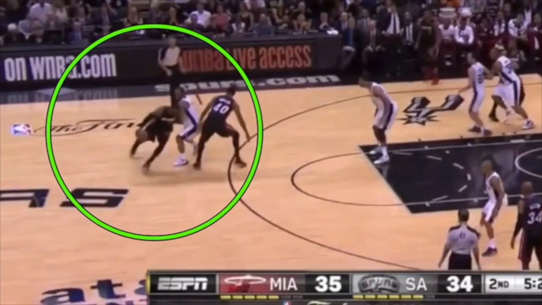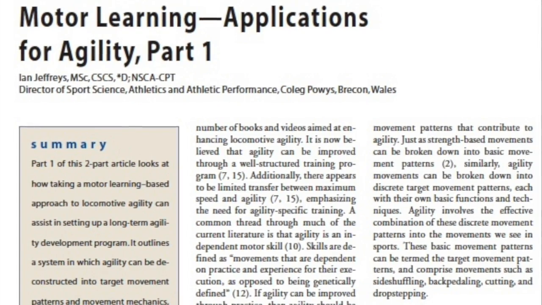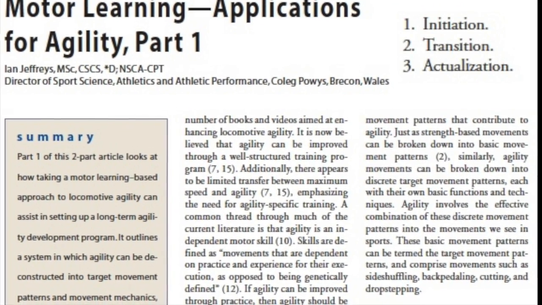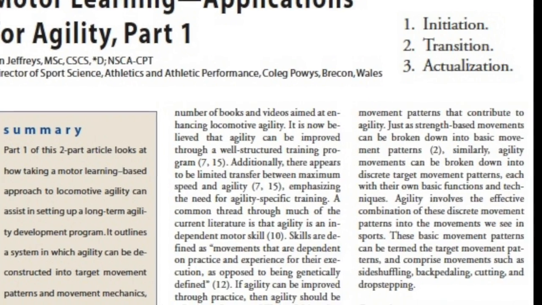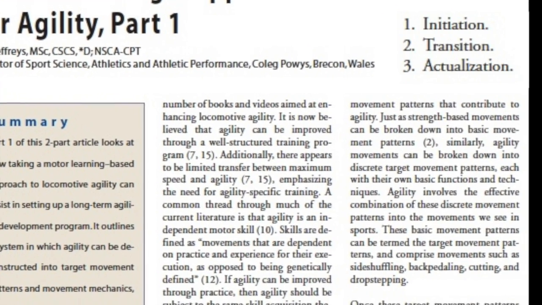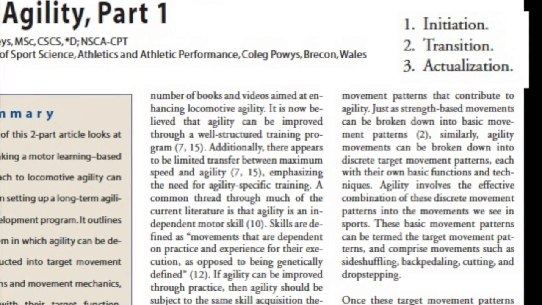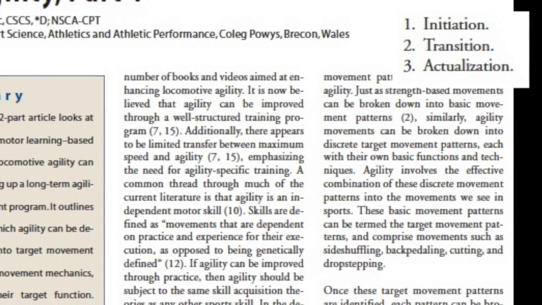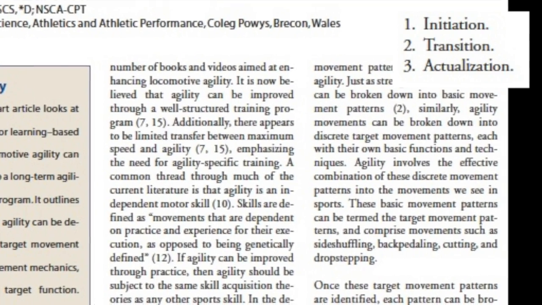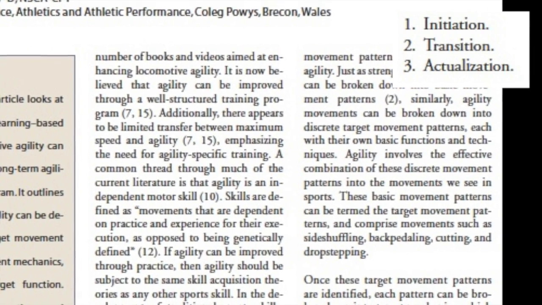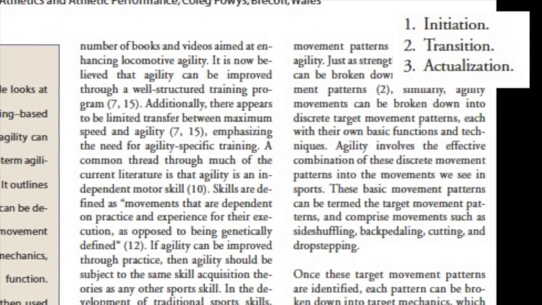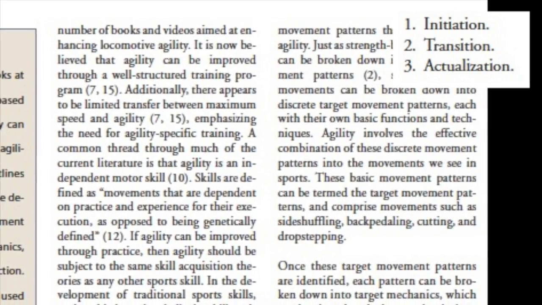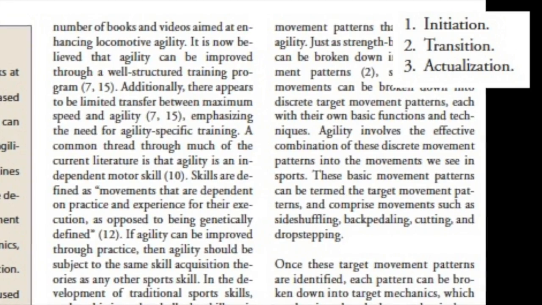Jeffries explains this by identifying agility by three classifications: initiation, which is a preparatory movement such as a false step; transition, which is a movement that places an athlete in a position to react to stimuli, for example, the lateral shuffle; and actualization, which is the execution of a sport-specific action, such as tackling. This supports the need for agility drills to include cognitive skills such as visual scanning, but also feeds a dynamical systems approach towards coaching agility, a caveat I will return to later.